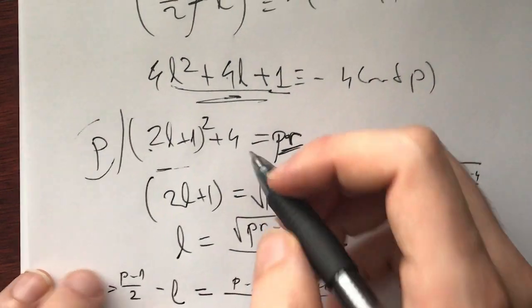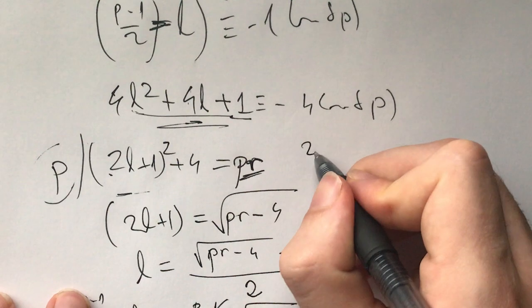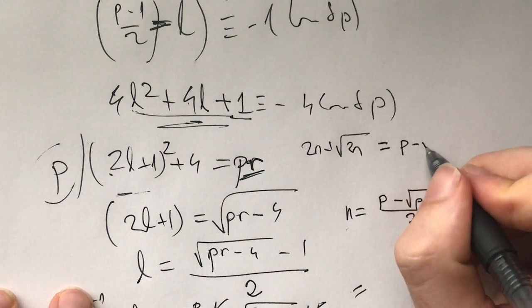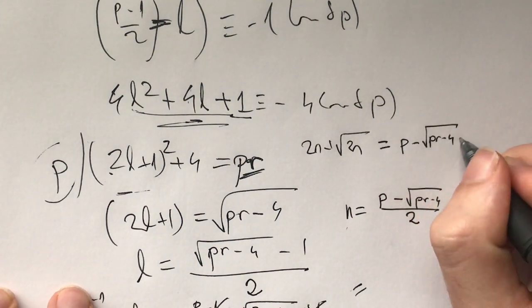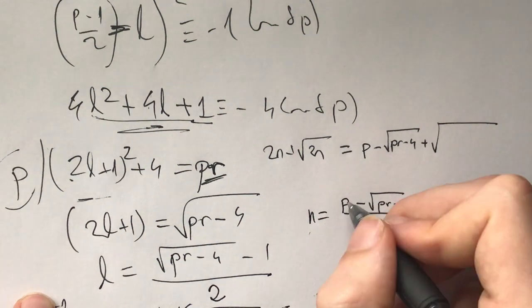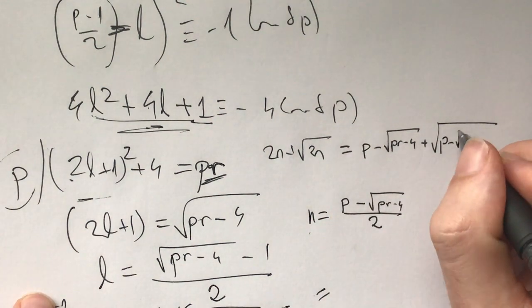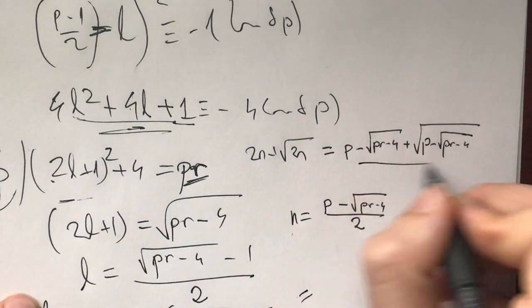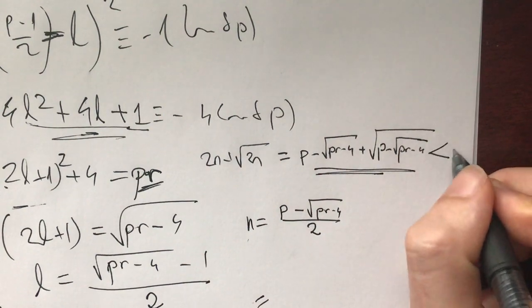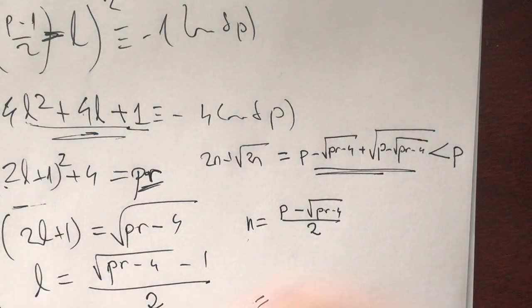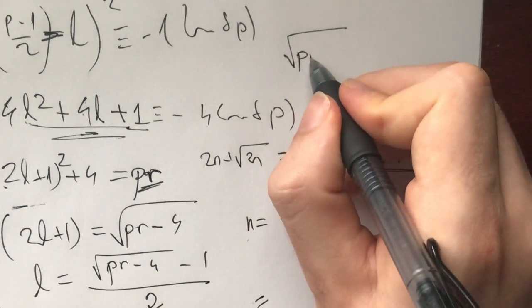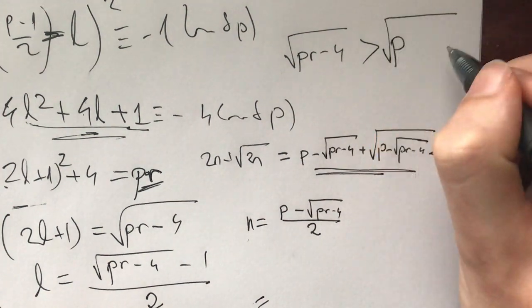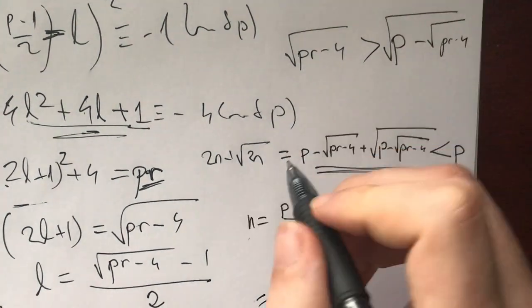And then what does that give us? So that gives us that 2n plus the square root of 2n is going to be equal to p minus the square root of pr minus 4 plus the square root of p minus the square root of pr minus 4. And now this thing right here we need to prove is less than p. In other words, what we need to show is that the square root of pr minus 4 will be greater than the square root of p minus the square root of pr minus 4.